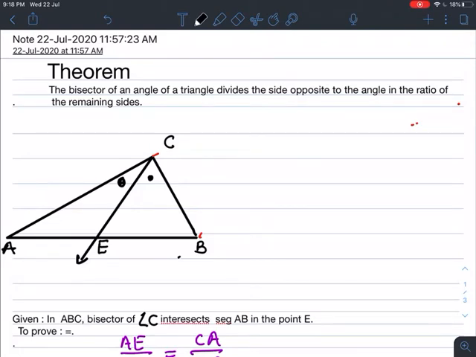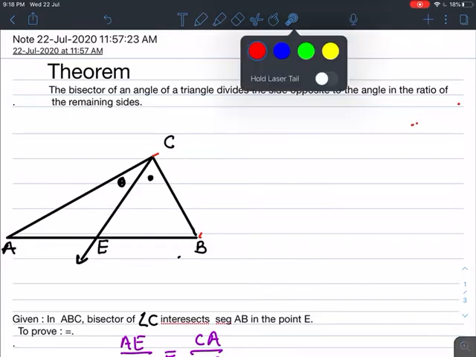The bisector of an angle of a triangle divides the side opposite to the angle in the ratio of the remaining sides. You must understand the meaning of this statement of this theorem or property. This theorem is useful: the question will be asked to prove it, or with the help of this property we have to solve some examples. So, in the beginning I will tell you the meaning of this statement.